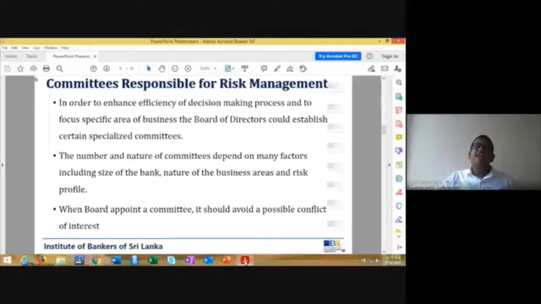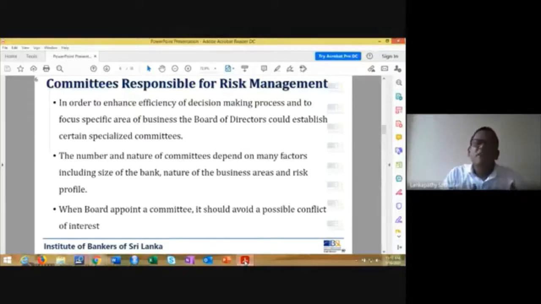And regarding the nature of the business, some banks only deal with customers, some have investment arms and investment banks, different types of financial business. If they get involved in these, their committees will be different. And when the board appoints a committee, it should avoid the possibility of conflict of interest.